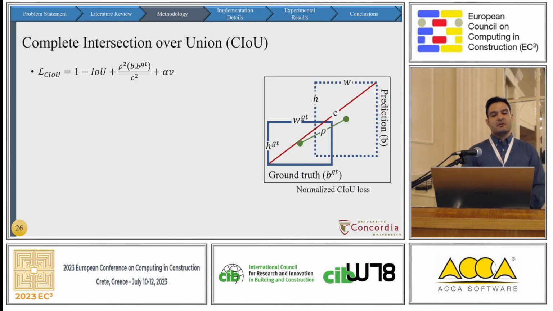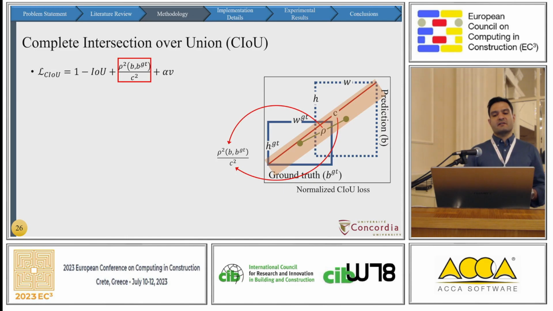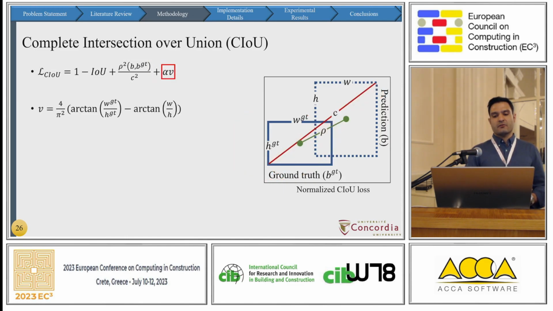To solve this problem, in our work, we have used the complete intersection over union loss, which not only includes the IOU, but also reduces the normalized distance between the center points of the two bounding boxes, and also reduces the difference between their aspect ratios. So overall, it leads to better alignment between the two boxes.